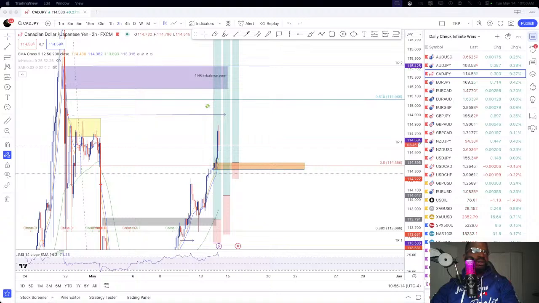Let's see what pound CAD is trying to do. I blended all of that into one word. All right, it's pretty close to that entry. Oh no. All right, cool. So all positions set on this CADJPY.